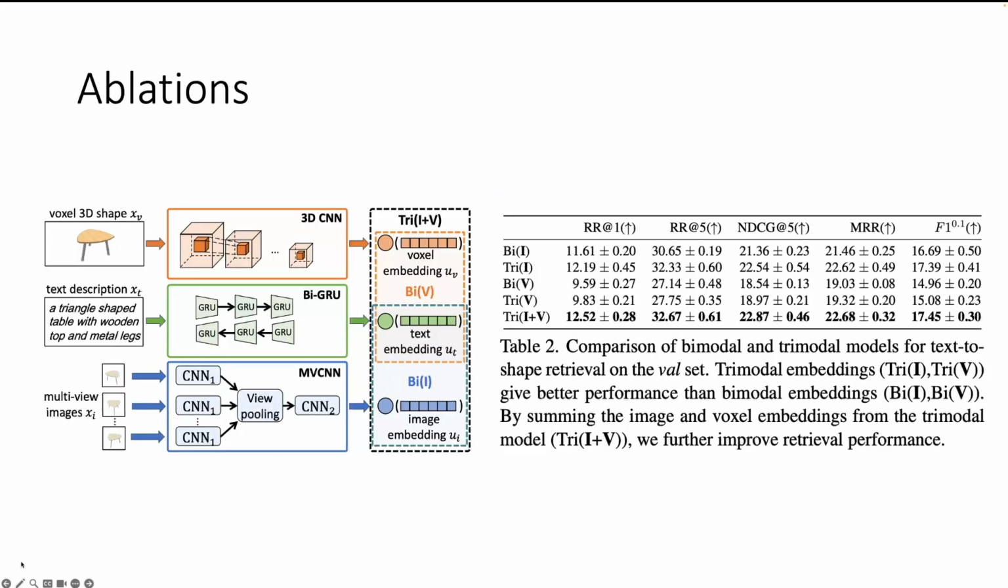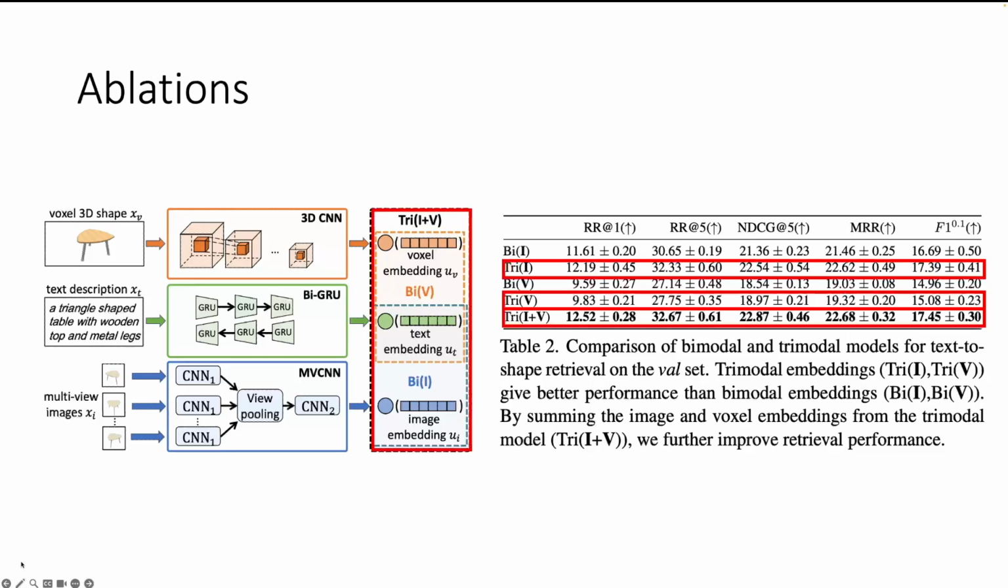To validate the effectiveness of our trimodal contrastive loss, we conduct several ablation experiments. Here, bimodal I, or BiI for short, indicates the model trained with only contrastive losses between text and images, and BiV indicates the model trained with only contrastive losses between text and voxels, whereas the trimodal uses all three contrastive losses between the modality pairs.